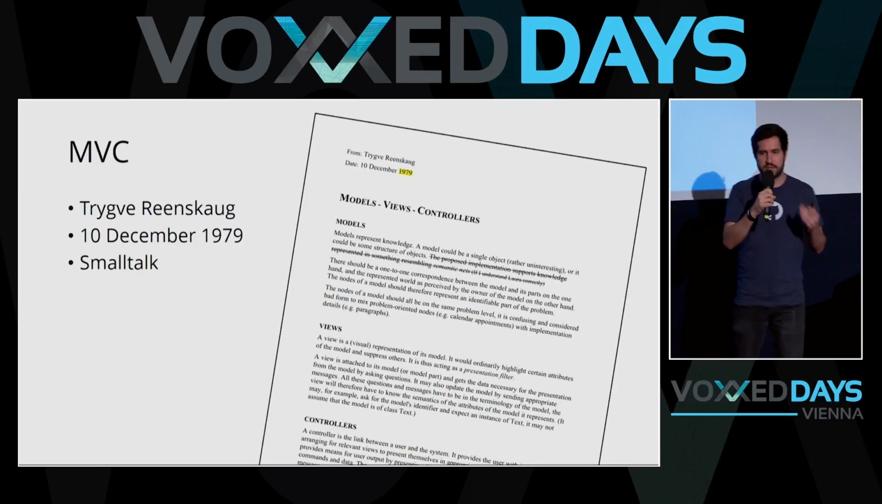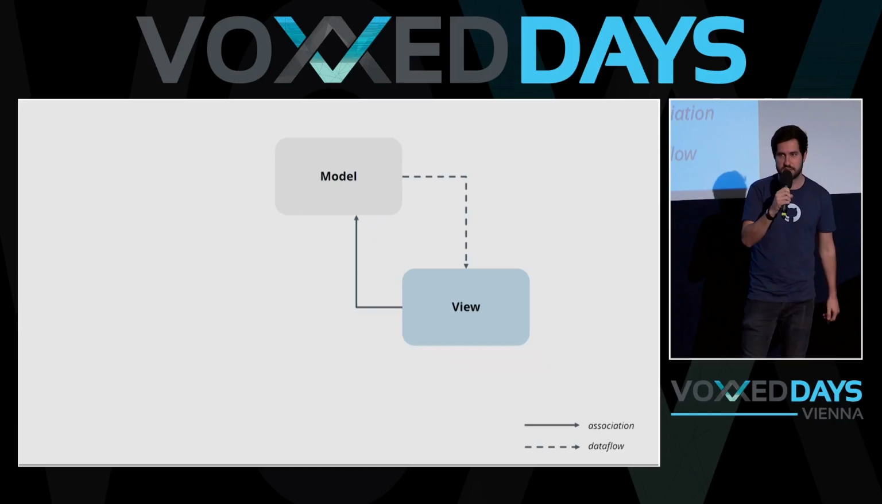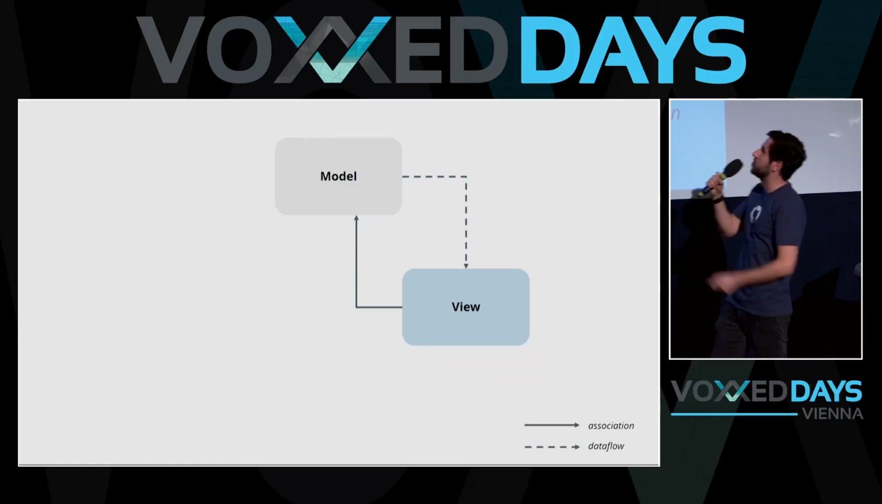And next to the models, there's the view. And the view's only job is to create a representation. And this is, in our opinion, a very common misunderstanding. The view is not the representation of the model. The view is a class that creates a representation. And so this means data flows from the model to the view. But the model doesn't know that the view even exists. So the association goes in the other direction.